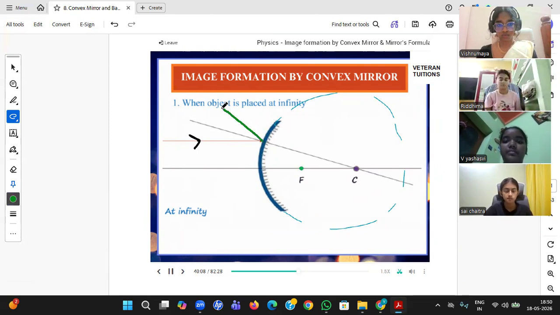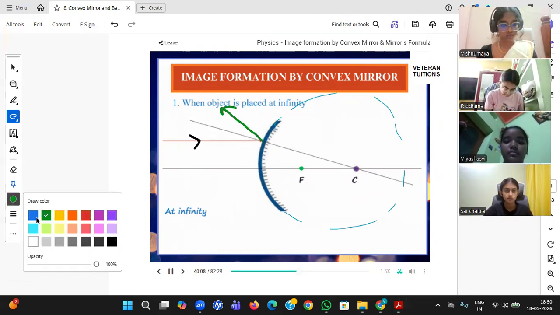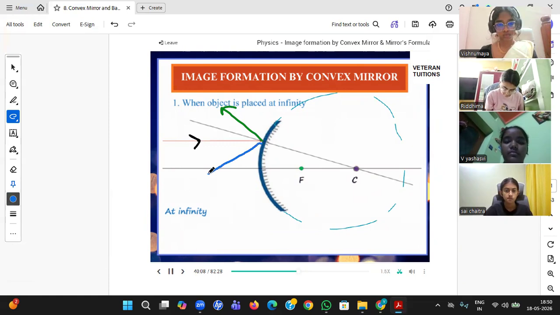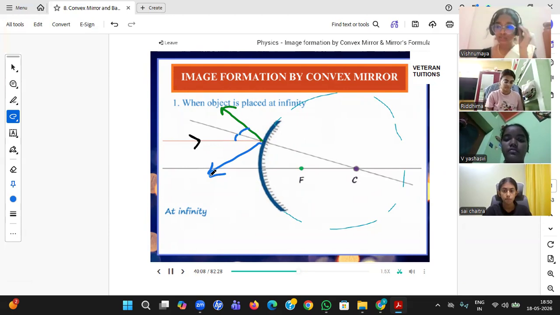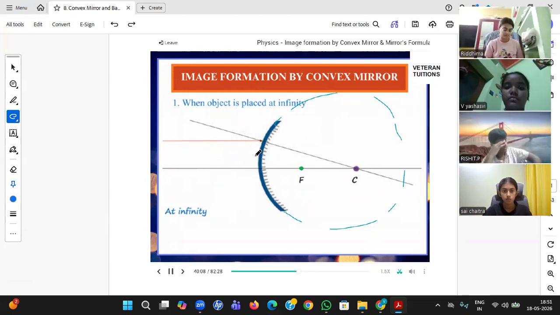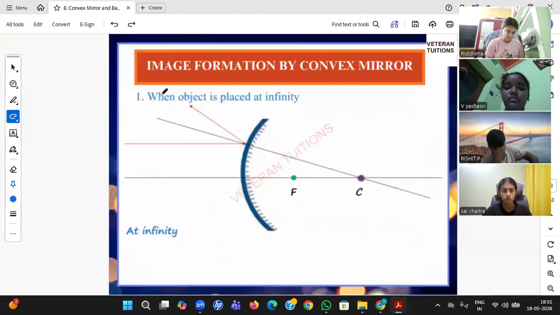Yes, Lavanika. Is my green a reflected ray or is my blue a reflected ray? So this is a mirror. Sir, the green arrow. Very good. Obviously, green. Why? If this is 30, this should be 30. If you take the blue one, it will be 60 degrees from the normal. So that's the reason, student. So this should be the reflected ray.